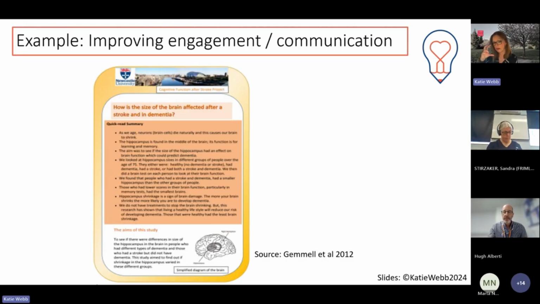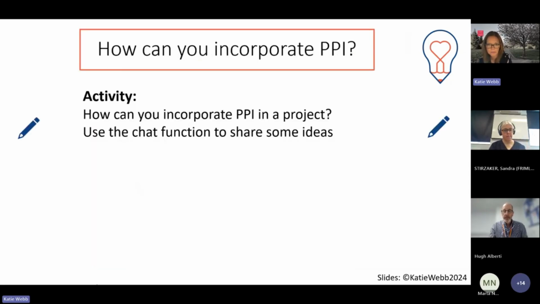The article, this infographic, is far more accessible. It has key elements, those results that matter to the people who are reading it. What is it that they need to know and why do they need to know it? A simplified diagram of the brain. It gives them the aims of the study, and it's a lot easier for people to see and read at a distance. So it meant that they were able to interact with it a lot easier.